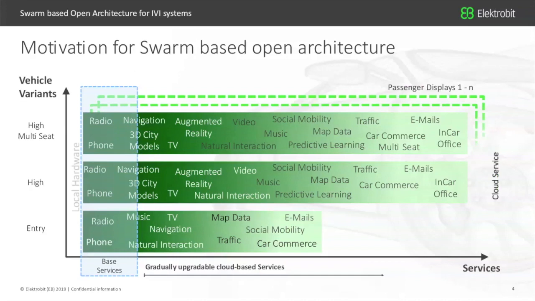this swarm-based open architecture. So why do we have to think of a swarm-based open architecture? If you see this diagram, the x-axis shows you the services, and the y-axis is the vehicle variants. So you have entry, high, multi-seat. Entry is the base variant, and then high is where you have some more features that come in. And then multi-seat is where you have multiple displays. You have rear seat entertainment, you have center stack displays, then you have other displays even on the window panes. So it gives displays everywhere.